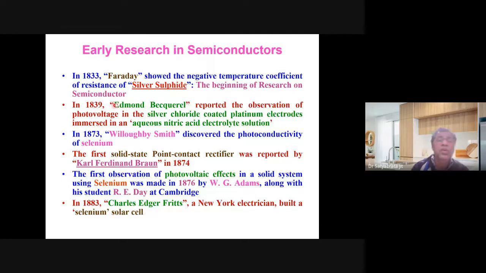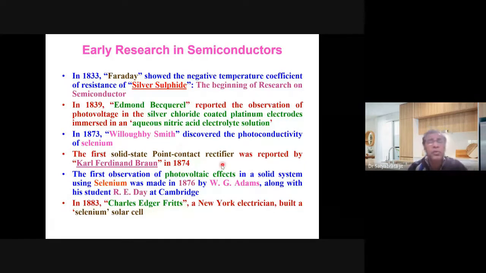Now, another breakthrough that we observed was in 1839 by Edmond Becquerel, and he first observed the photovoltaics in silver chloride coated platinum electrodes when it was immersed in aqueous nitric acid electrolyte solutions. So just remember this thing, the photovoltaics, that means it was 1839, when even the photoelectric effect was not discovered. The photoelectric effect was discovered in 1905, but much before that, some effect of light and photovoltaics was observed. Now, 1873, that is a remarkable development by W. Smith, who discovered the photoconductivity of selenium.